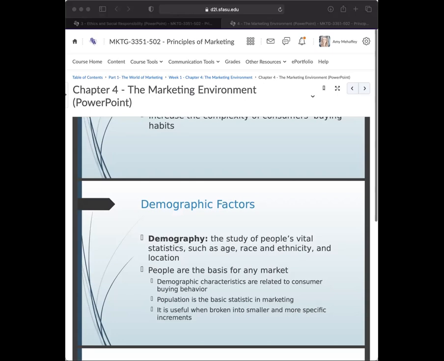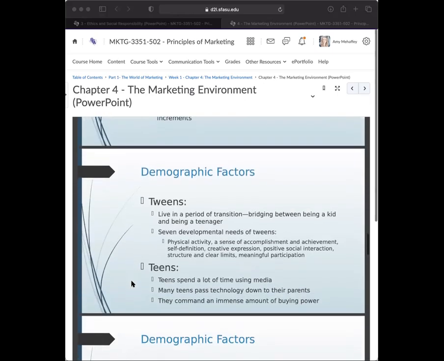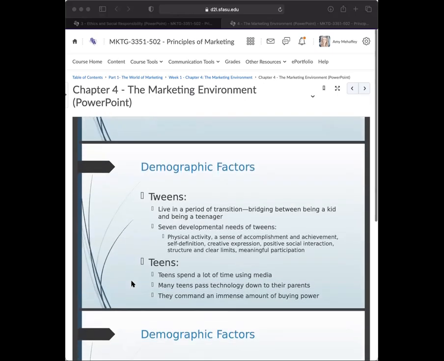Only targeting males of a certain age, only targeting somebody who maybe lives in a certain area. And so demographics are super important. You can look through this in terms of the different age groups. Your book is going to talk a lot about this as well. So I'm not going to read this to you. These are things that you probably already know as well.